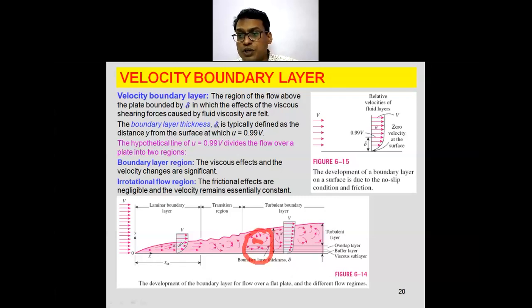Now, when you go into the details of this turbulent boundary layer, you can have different sublayers also. That is the viscous sublayer, buffer layer, overlap layer, and turbulent layer. Here on the surface, the viscous sublayer exists initially, above that a certain buffer layer exists, and after that turbulent conditions are observed.